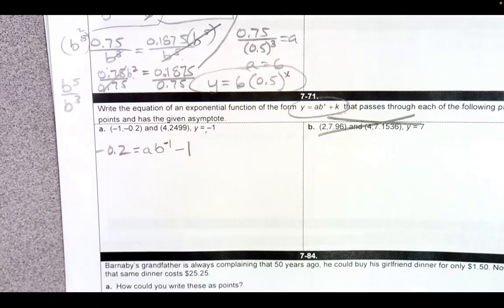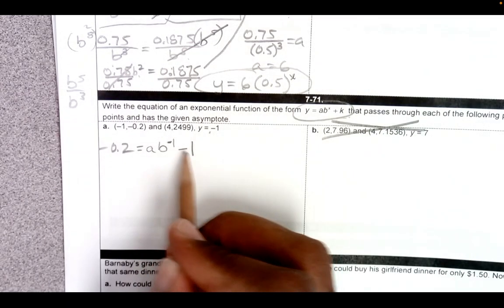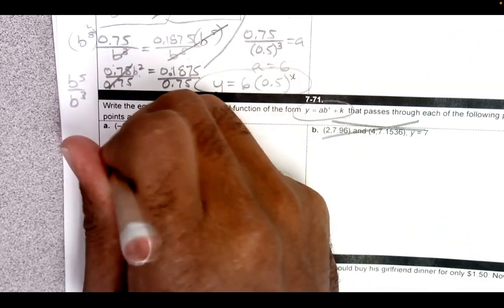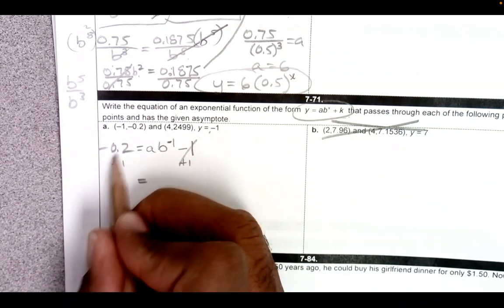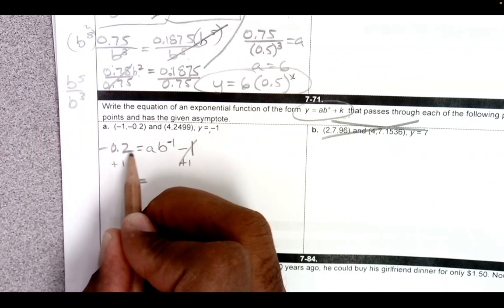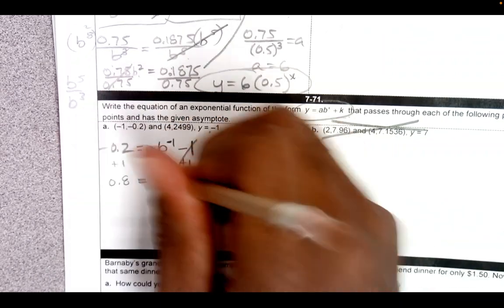Okay, so now I'm going to do the same thing. I'm going to get a by itself, except obviously I've got a little bit more to do here to get it by itself. So first thing I'm going to do is let's get rid of this 1. So add it to both sides. Okay, so negative, anybody know what negative 0.2 plus 1 is? 0.8, yep.